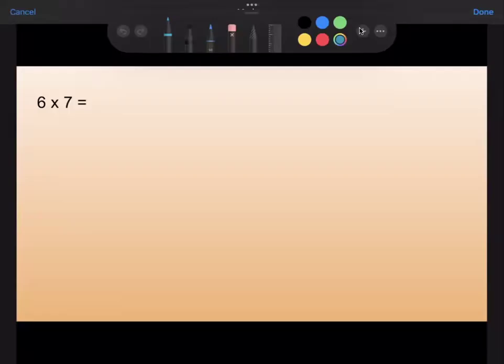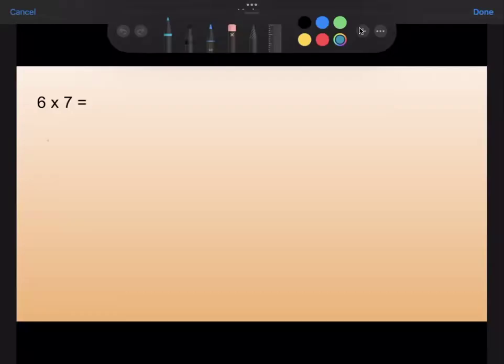Okay, here's our next multiplication fact. It's 6 times 7. And again, if you know this one off the top of your head, that's absolutely great. If not, here's a way you can figure it out. So I'll use the group method again that we used in the very first problem. Here's what we can do. We can take the larger number, which is 7.